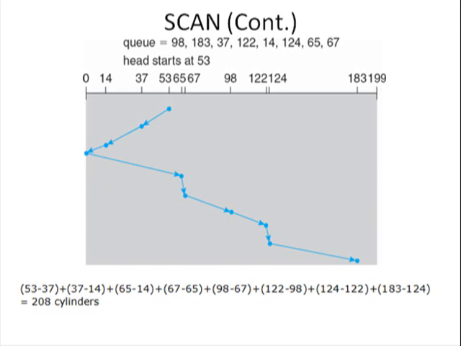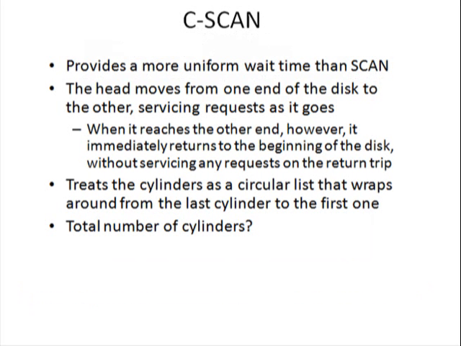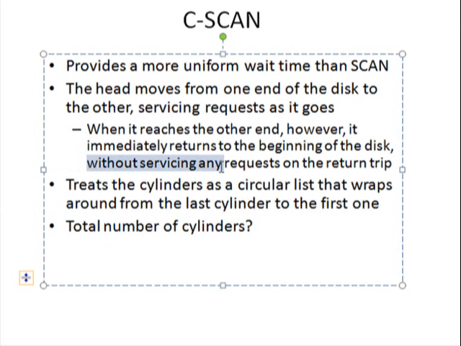As a change over this, there is the C-SCAN algorithm, or circular scan. This provides a much more uniform wait time, and the head moves from one end of the disk to the other end, servicing requests as it goes. But the difference between SCAN and circular scan is that when it reaches the other end, it immediately returns to the beginning of the disk without servicing any requests on the return trip. So this is a very important change from the SCAN algorithm.